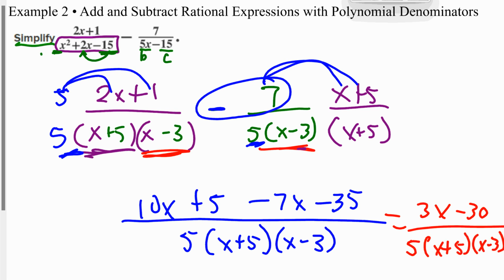And then sometimes you'll be asked, what is the domain, right? So that means I can't plug in a negative 5 because that would make 0 in the denominator. I can't divide by 0, or a positive 3. So sometimes it does ask for that.